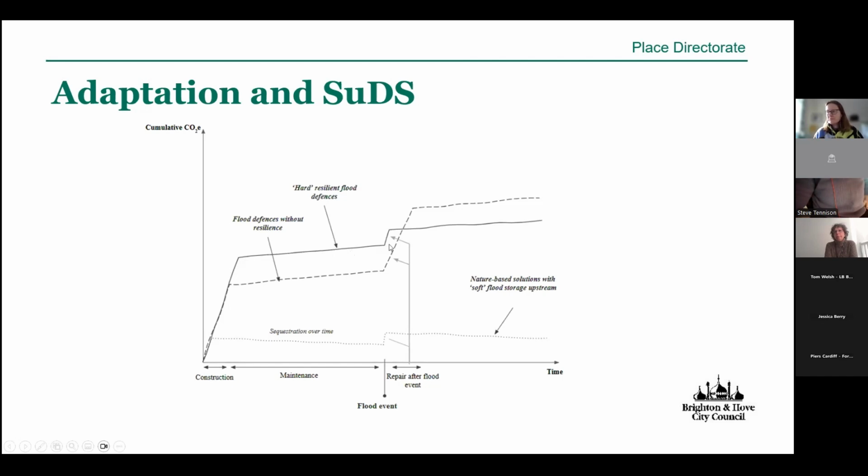Then we have a particularly heavy rainfall event. The resilient flood defences do what they're meant to do, but maybe there's a little bit of repair or additional maintenance that needs to happen. So a little bit more emission. And then we carry on over time. So that's your traditional solution.